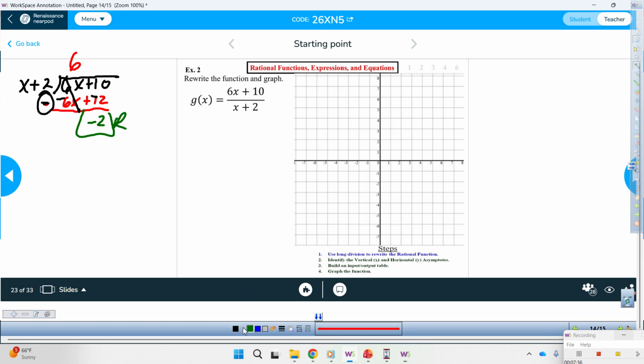All right, so the answer for that is 6 plus our remainder of negative 2 over x plus 2. However, we need to rewrite that. So what is our final transformation equation, Natalia? G of x is what?